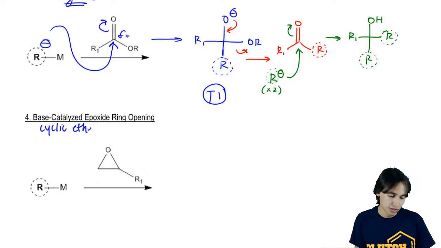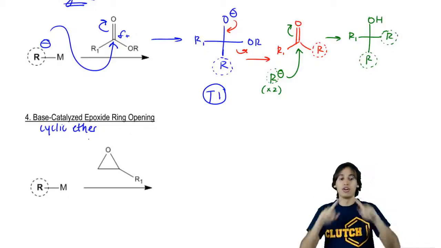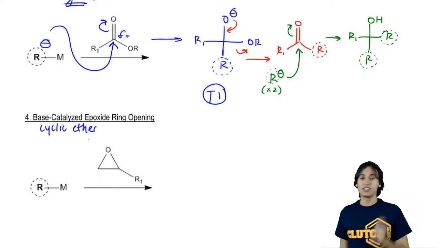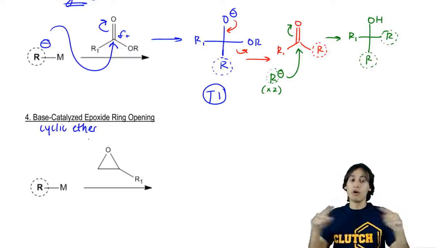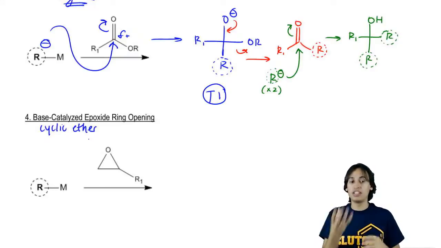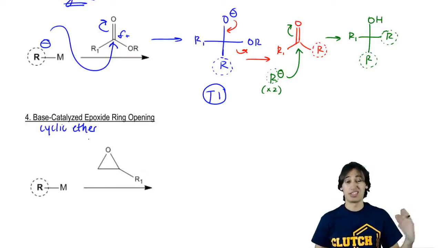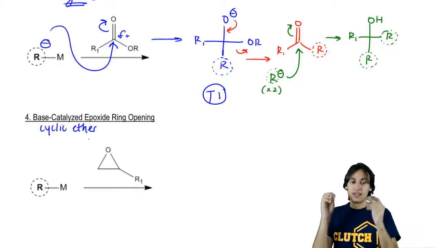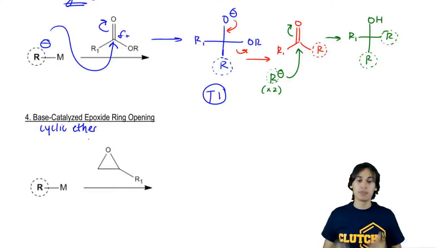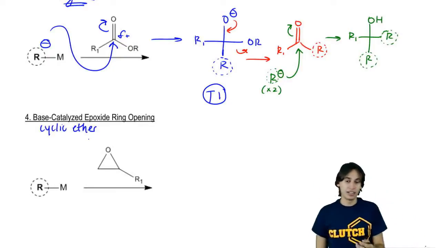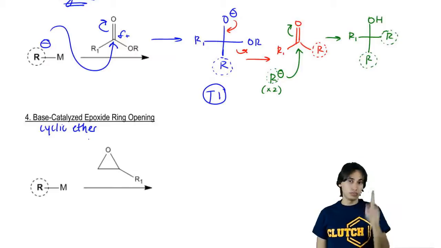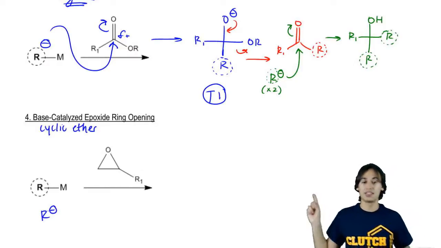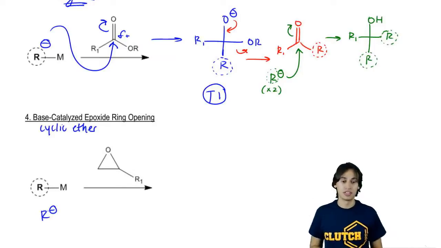ether, right? Cyclic ether. It's an ether, ROR. It's in a ring, okay? But the difference about it is that since it's in a small ring, it's very likely to react. Normally, ethers don't react with anything, but cyclic ethers do. They actually like to react and like to open up, okay? So when you use an organometallic on an epoxide, this organometallic is going to act like a strong base, and it's going to want to open up that epoxide, okay?